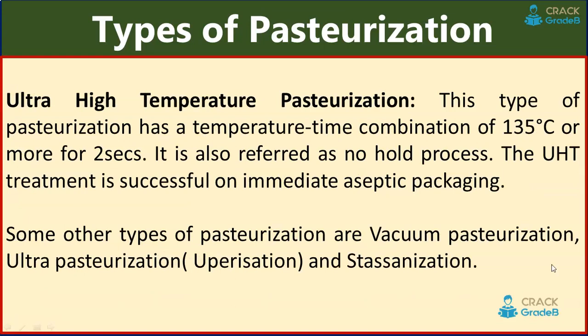Ultra high temperature pasteurization. This type of pasteurization has a temperature time combination of 135 degrees Celsius or a bit more for 2 seconds. It is also referred to as the no hold process. The UHT treatment is successful with immediate aseptic packaging. Some other types of pasteurization are vacuum pasteurization, ultra-pasteurization, and thermization.